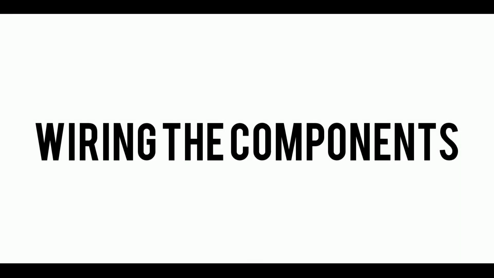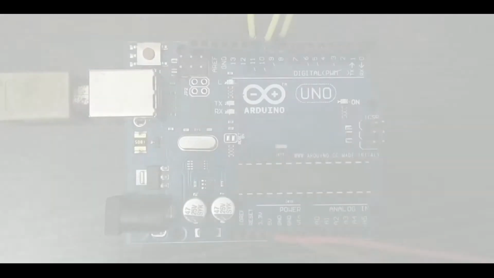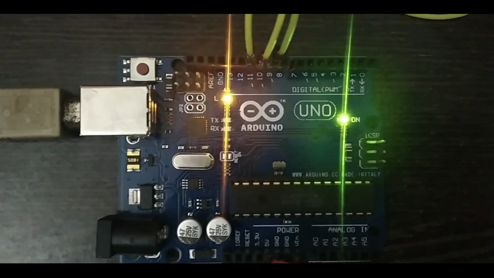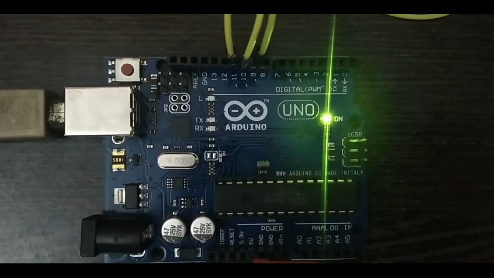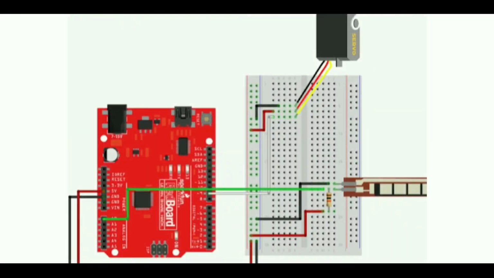Wiring the components to Arduino Uno. Now I will show you how to connect Arduino Uno to the flex sensor and servo motors, which will be controlling our animatronics hand model. Here's a simplified schematic of our circuit.